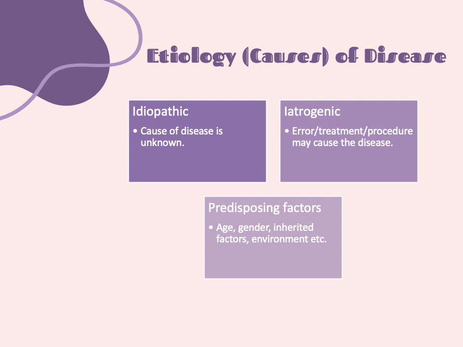We also have predisposing factors. I talked about a lot of them on the last slide, but the ones that I want to focus on is age, gender, inherited factors, and or the environment. So just make sure you familiarize yourself with the differences between idiopathic and iatrogenic. Again, idiopathic, we do not know the cause, whereas iatrogenic, more oftentimes that is the procedure, treatment, or a medical error that has caused a disease.